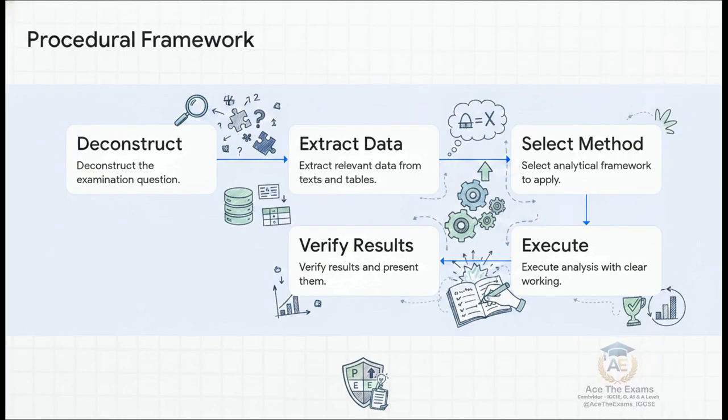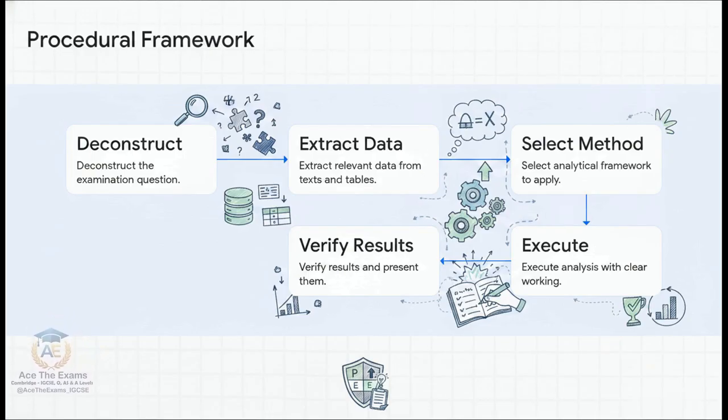Step 2, extract the relevant data. Step 3, select your analytical framework. Now, mathematically, this is a make or break moment. When you have one linear and one quadratic equation, you must always isolate a variable in the linear equation first and then substitute that into the quadratic. Never, ever try it the other way around or you'll create an absolute mess.